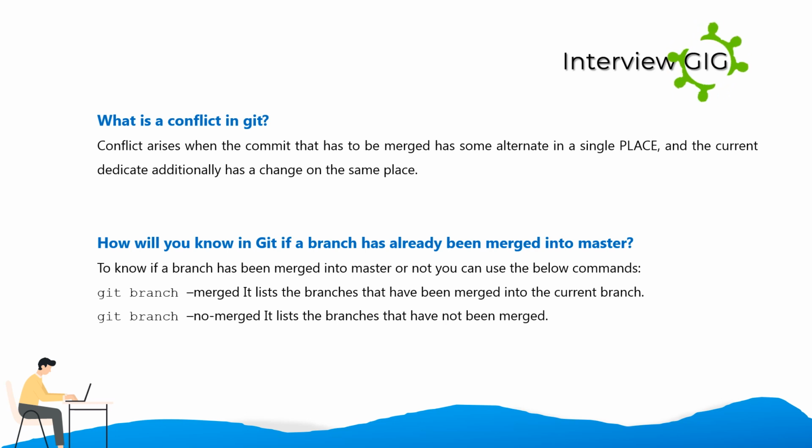How will you know in Git if a branch has already been merged into master? To know if a branch has been merged into master or not, you can use the below commands. git branch --merged lists the branches that have been merged into the current branch. git branch --no-merged lists the branches that have not been merged.